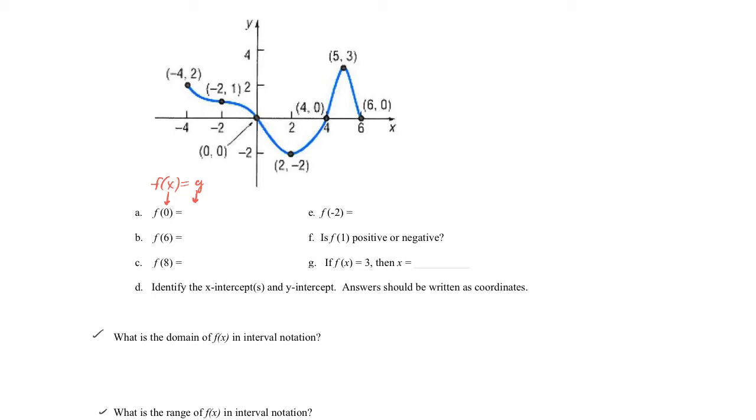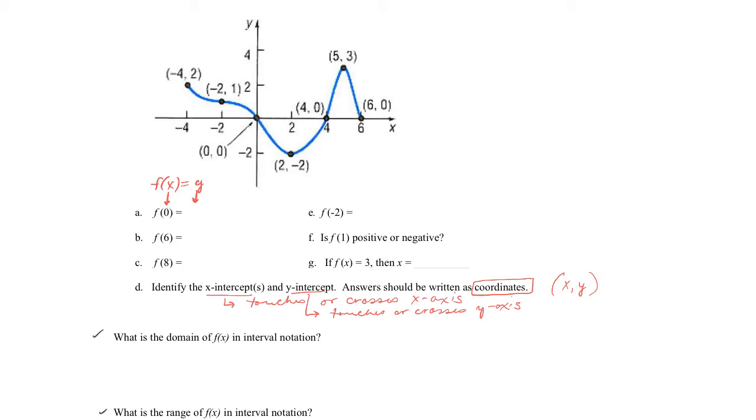If you look at part D, you can identify the x and the y intercepts. Remember, the x-intercept, just as a refresher, is where it touches or crosses the x-axis. And then similarly, the y-intercept is where it touches or crosses the y-axis. Okay, you're going to write these as coordinate points. So coordinate points are x, y coordinates.